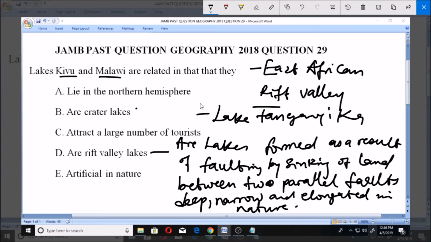We have Lake Tanganyika, Lake Kivu, and Lake Malawi. And that is why option D is the right answer for these. Rift valley lakes. All of them are rift valley lakes.